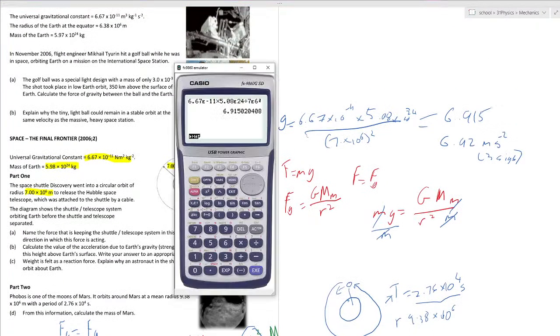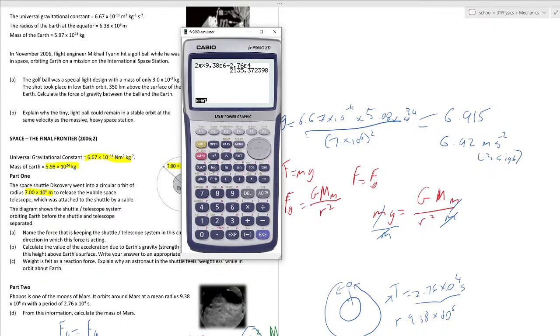So 2 pi r: 2 pi times, what's the radius? 9.38 times 10 to the 6, divided by 2.76 times 10 to the 4, and that's going to give me a velocity of 2,135 meters per second, which sounds fast, but it is a satellite, so it is probably right.